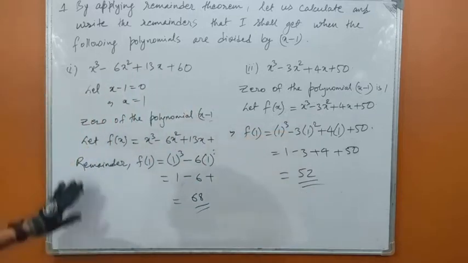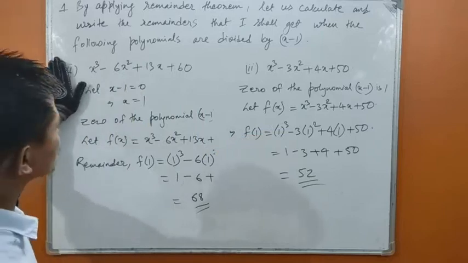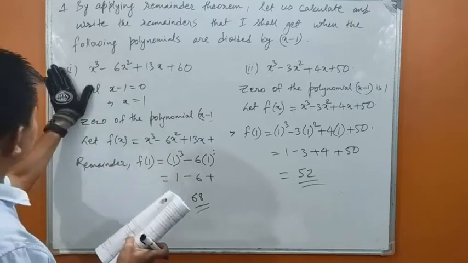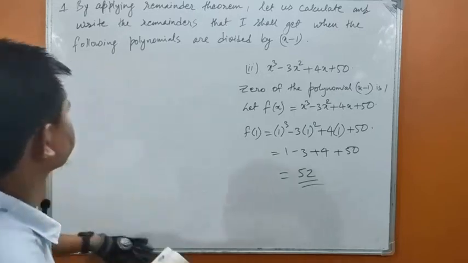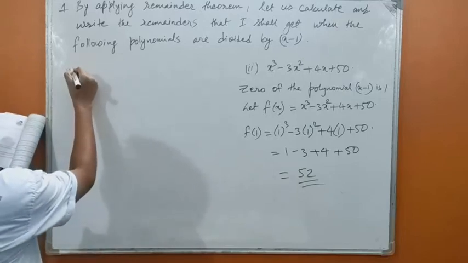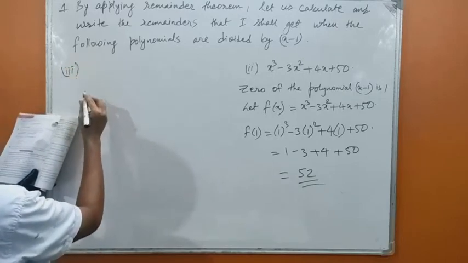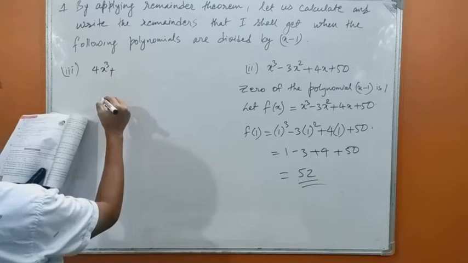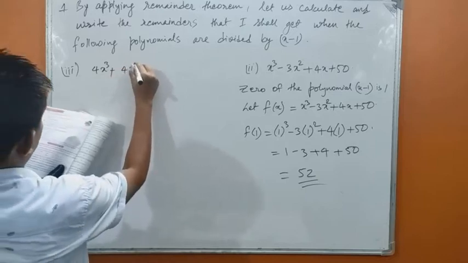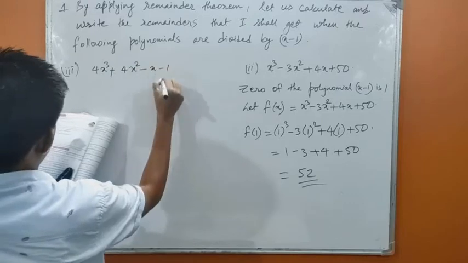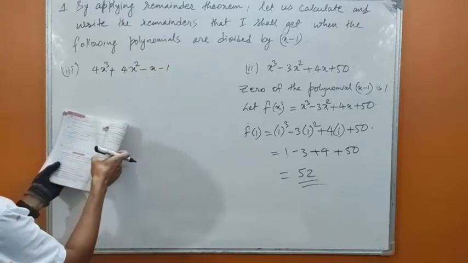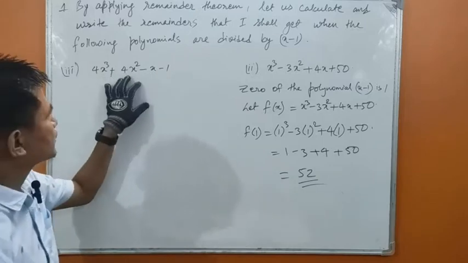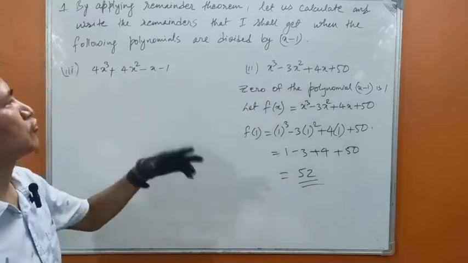Applying remainder theorem. Okay, let's go for another question, that is question number 3. Please take the screenshot of this. I am going to copy question number 3 here. Question number 3, we have 4x cubed plus 4x square minus x minus 1. This is question number 3. When this expression is divided by x minus 1, what will be the remainder?